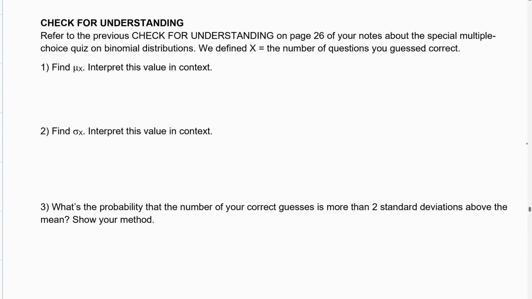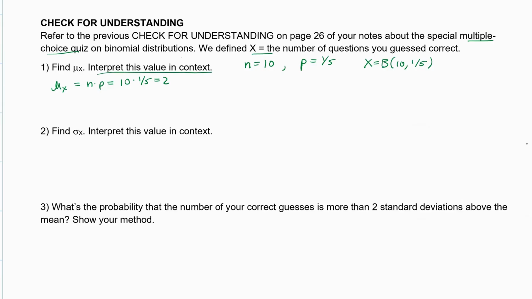So remember that we had a thing about multiple choice quizzes. In that situation, there were 10 questions. The probability of success on any one try was 1/5, and X was the number we got right. So we said X is a binomial variable, 10 trials with a 1/5 chance of success. And what is mu of X in this case? Well, it's again n times p, which in this case is 10 times 1/5, which is 2.